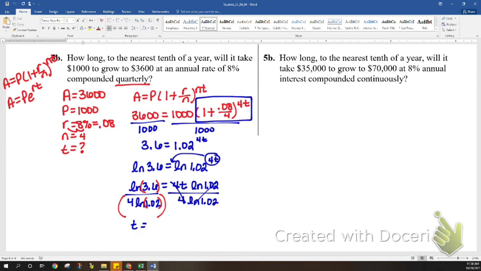So I'm going to type it in. The natural log, it opens a parenthesis, 3.6, close your parenthesis, divided by open parenthesis, 4 natural log, it opened a parenthesis, so 1.02, close that natural log, close the bottom, and hit enter. And so when we did this, I got 16.171. We want to know to the nearest tenth of a year, so tenth is 1 decimal place, so we would say 16.2 years.